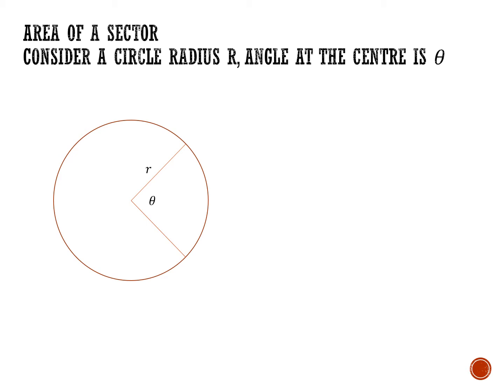So let's look at the area of a sector first. Now a sector is a bit like a slice of cake. Okay, it's a portion of the circle that's made up by 2 radii. So the size of the sector is defined by the angle it makes at the centre. If you think about how you would find the area of that sector, it's a certain fraction of the area of the whole circle. The area of the whole circle is pi r squared.